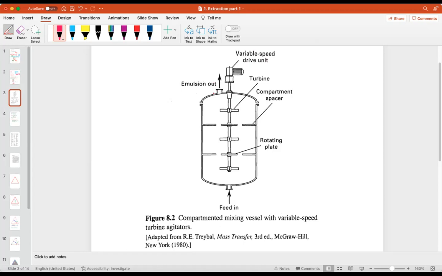An emulsion is like when you have oil and water together and you mix it so much that at the end it looks white. After a few seconds, the oil separates again from the water. In this case, when we put the feed in, the initial solvent and the extracting solvent contact each other, and we get the emulsion out.